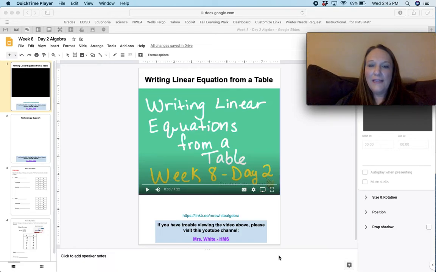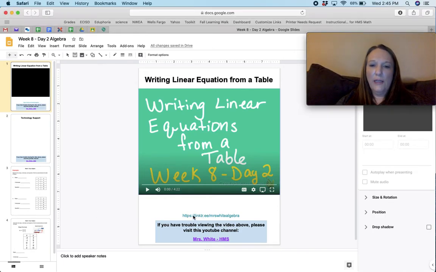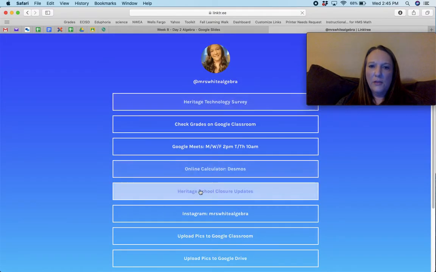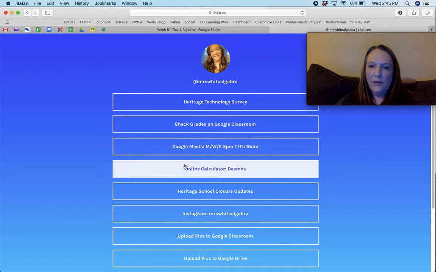On week 8, day 2, writing linear equations from a table. And really what I want to show you is how to use the Desmos calculator again. Remember, here's a quick link here at the bottom. If you open that up, it'll take you to a bunch of things that are helpful.